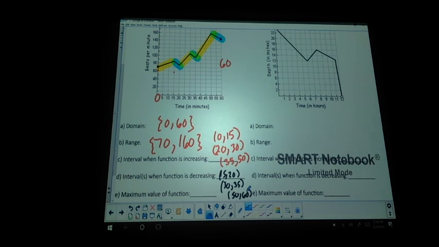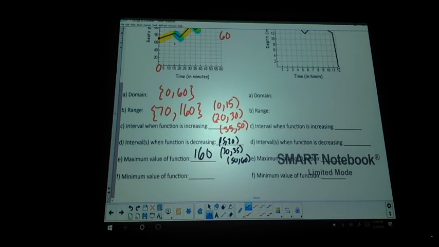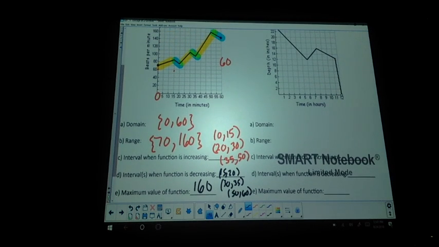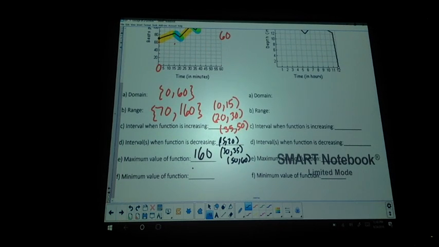What is my maximum value of my function? What is my highest y value I get to up there? Highest y value. 160. Awesome. And let's see, last one. What is my minimum value? What's my lowest y value up there? 70? Cool. So we did that problem.